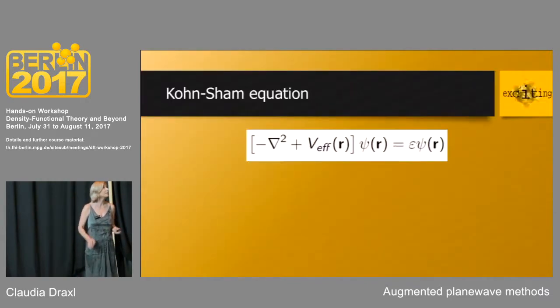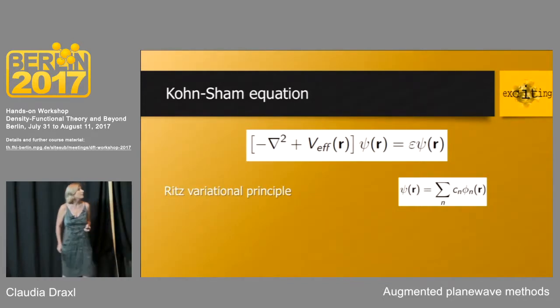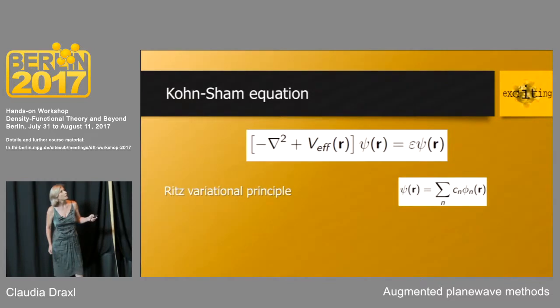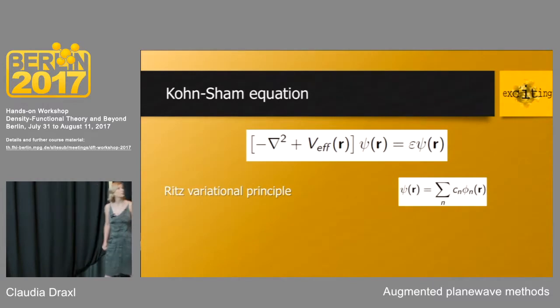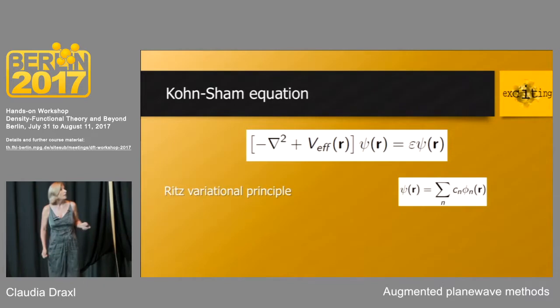So let me get started with a very basic thing. We get back to density functional theory, to the most basic stuff. This is the Kohn-Sham equation that we all solve with one method or another. Now, how the augmented plane waves come in is at a step where we employ the Ritz variational principle in order to go from a differential equation to an eigenvalue problem that you can solve on the computer with linear algebra methods. So it's actually here where the LAPW comes in as the basis set.